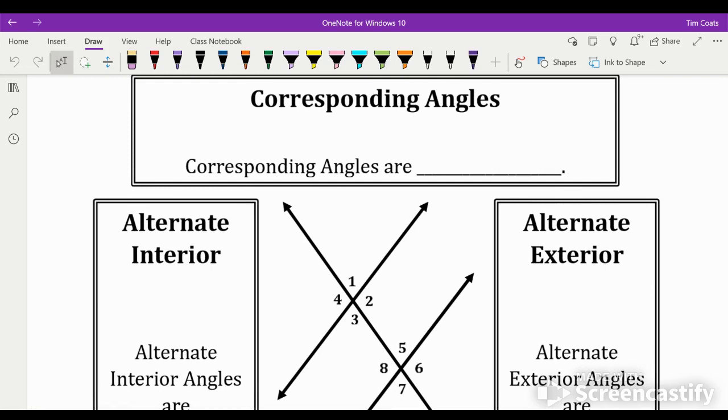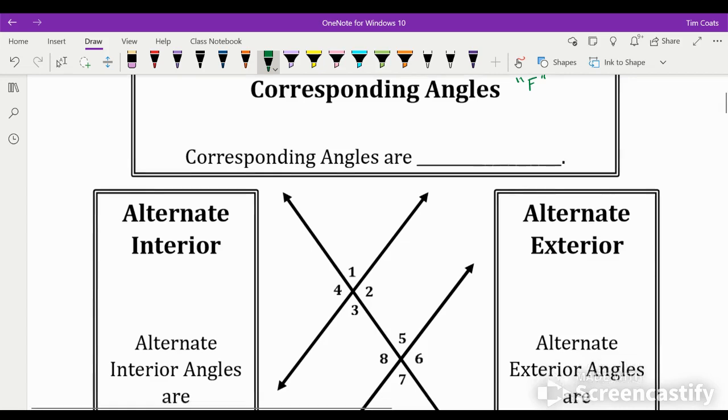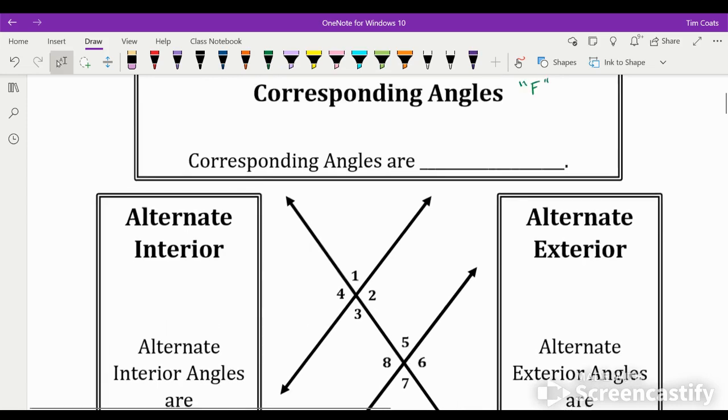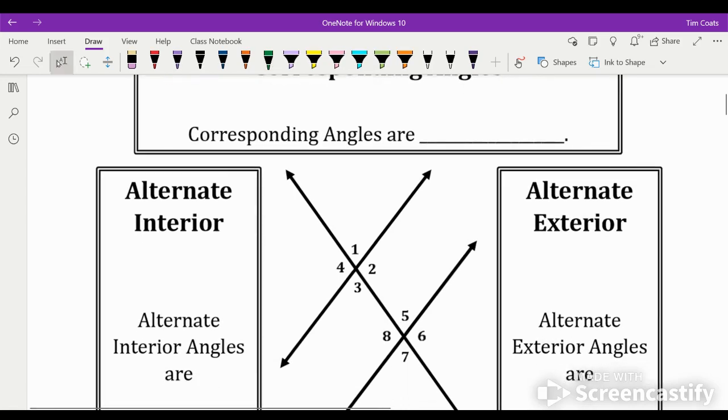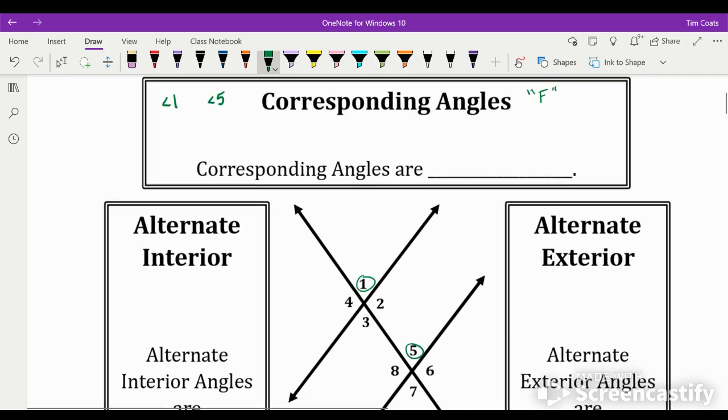So to start, we just want to look at these angle pairs again. Corresponding angles. We talked about those were the ones that if we highlighted the angles, they made an F. They were in the same spot, but in different intersections. So if you say top left of one intersection, it was in the top left of the other. One example is angle 1 and angle 5. Those are corresponding. They are both in the top right of their intersection.